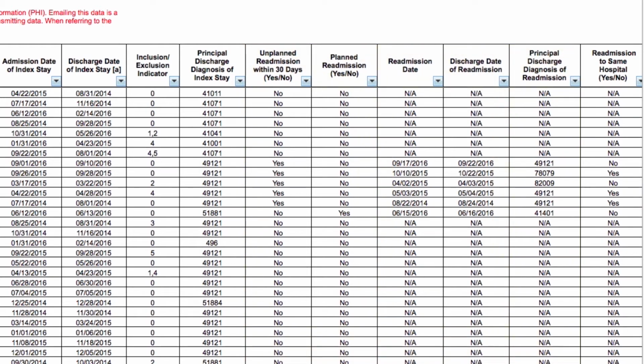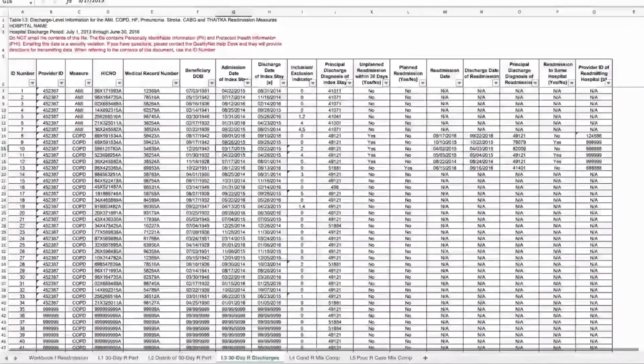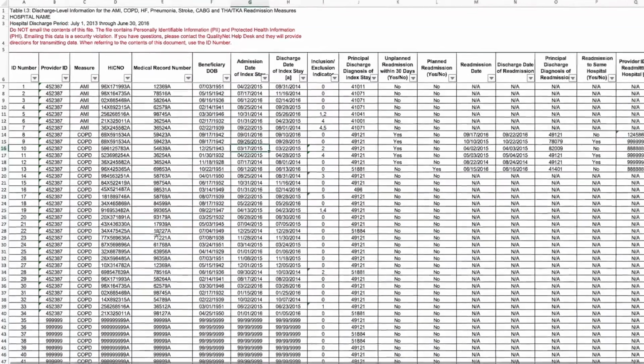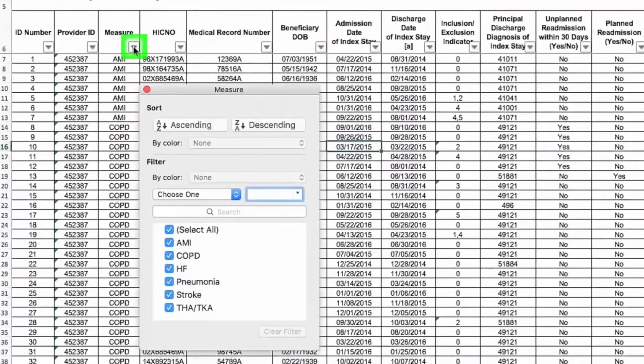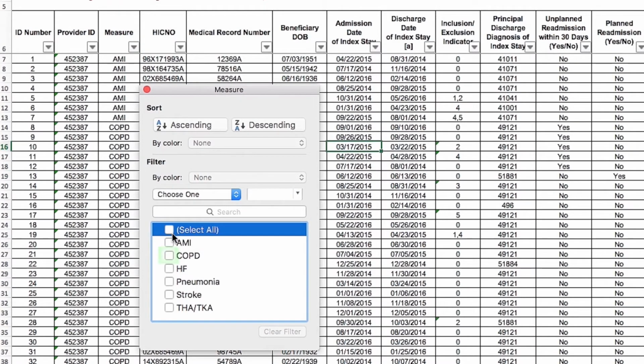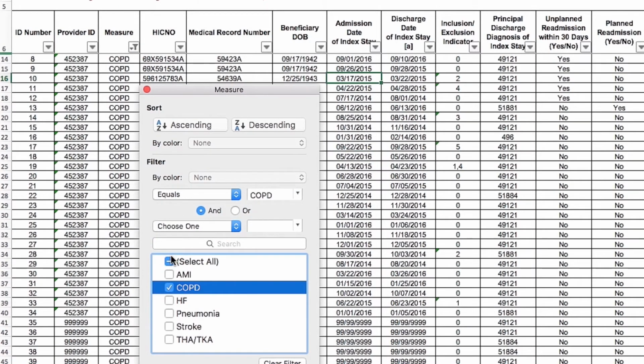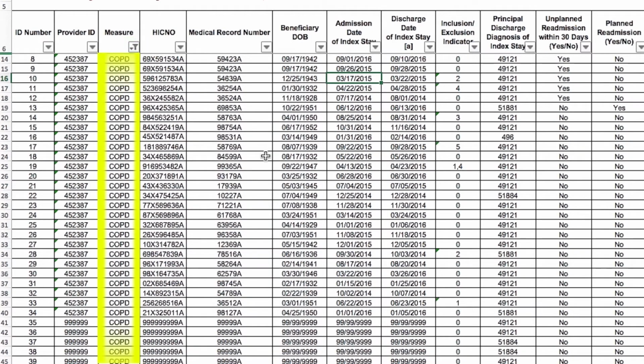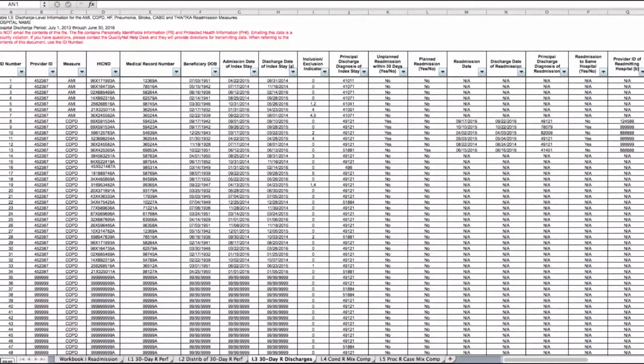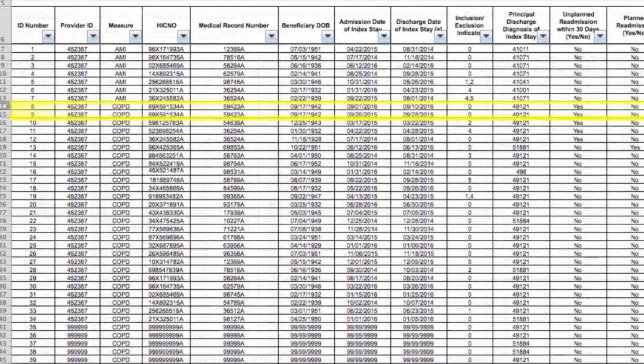It sure is. To help navigate through all this information, we use the filter function here. For example, let's say we wanted to look at our patients for the COPD readmission measure only. We can use the filter function to see which patients were discharged for COPD and the reason why. Each row corresponds to a specific discharge, and if a patient had multiple discharges, they'll appear in multiple rows. Oh, so this patient came in twice for COPD?